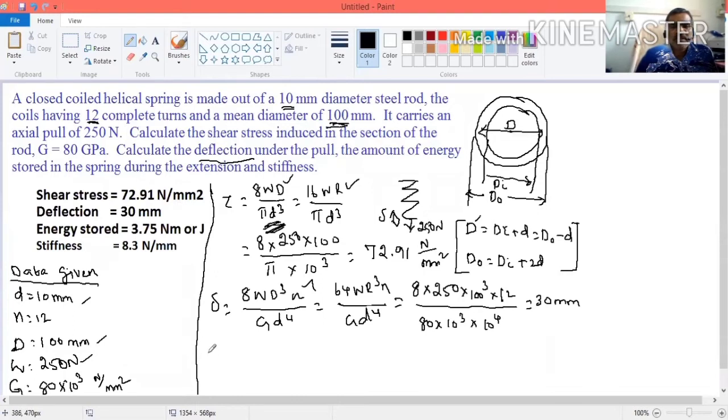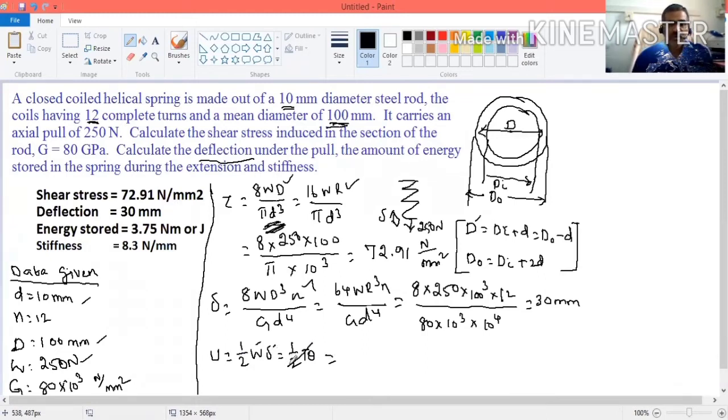What is the equation for energy stored? U. Generally, there are two equations, whichever you can use. One is half into W into del. You can use half into T into theta also. Whichever is suitable for you, you can use. Now in this problem, we have the value of W and del, so then you can use this equation.